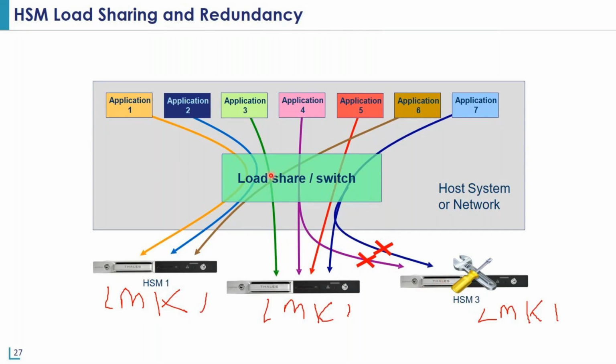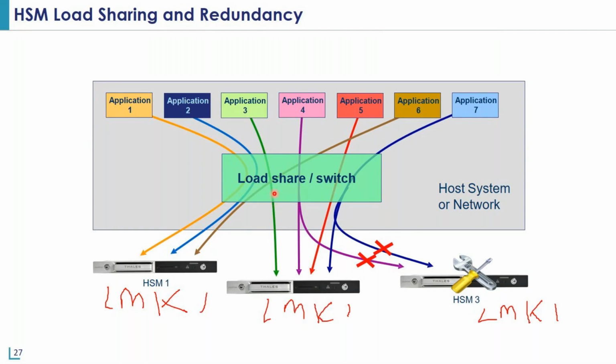So for that, to balance your load, once you have the same LMKs installed on all the PayShield 10K, you can have a load balancer in between, a switch in between, where if it identifies that one of the HSMs is down, it will automatically send the request to the other HSM.